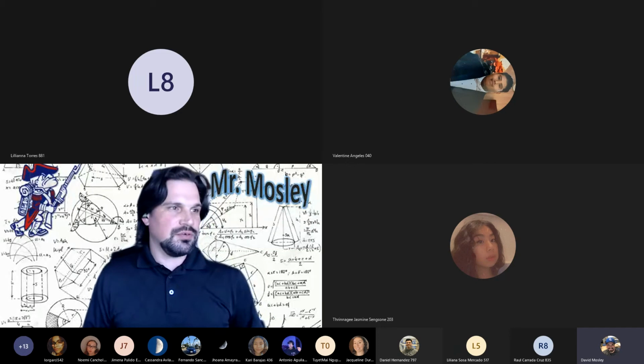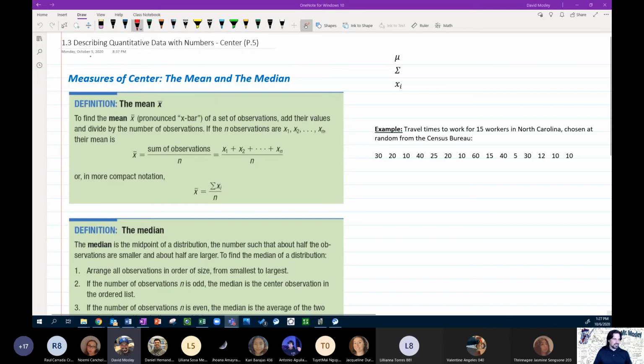Awesome. So again, we're starting with section 1.3 today, describing quantitative data with numbers, and we're starting talking about the center. More specifically, when we're talking about measures of center, we're talking about the mean and the median. Those are the two different ways we can measure center in statistics, or the most common ways. So we're talking about the mean.